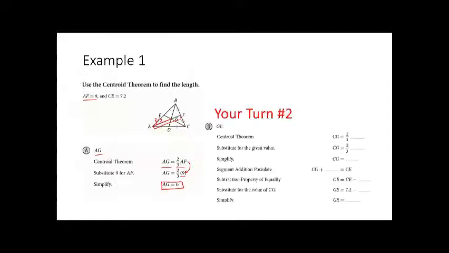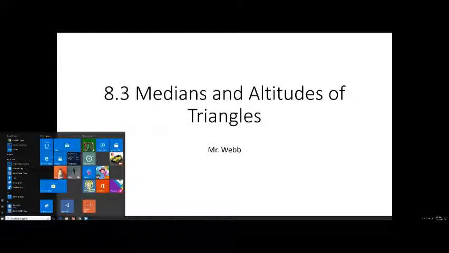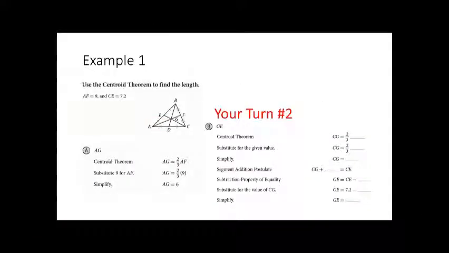Very nice. All right, so your turn, number 2. It looks a little bit more complicated, but it's really not that bad. So let me explain. Here, let's erase all these. Okay, so GE, we have to find GE. So let's see, let's mark it. GE is this little piece. Okay. And they did tell us that CE, all right, that whole median is 7.2. Okay, that's good to know.